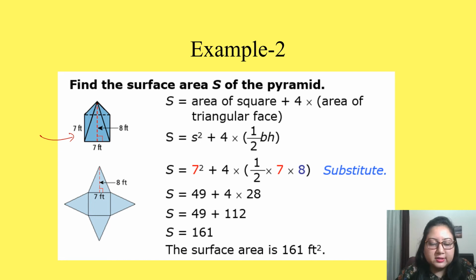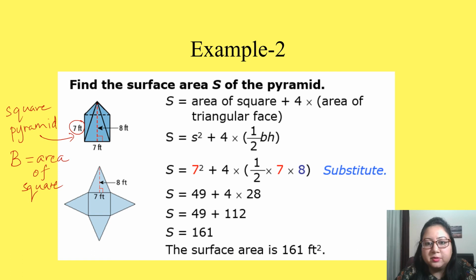I'm quite confident that you have identified the base here. The base has 7 feet of length and all the sides are marked here as 7. So that means it's a square pyramid, the regular pyramid we are talking about, and each side of the base of the pyramid is 7 feet long. That will give you the value of capital B, which is the area of the square. That can be easily calculated by the formula side squared, which gives you 7 squared, or 49. So that was quite easy.